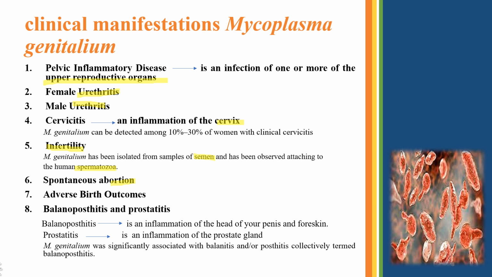Number 6 is spontaneous abortion, adverse birth outcomes, and number 8 is balanoposthitis and prostatitis. M. genitalium was significantly associated with balanitis or prostatitis, collectively termed balanoposthitis.